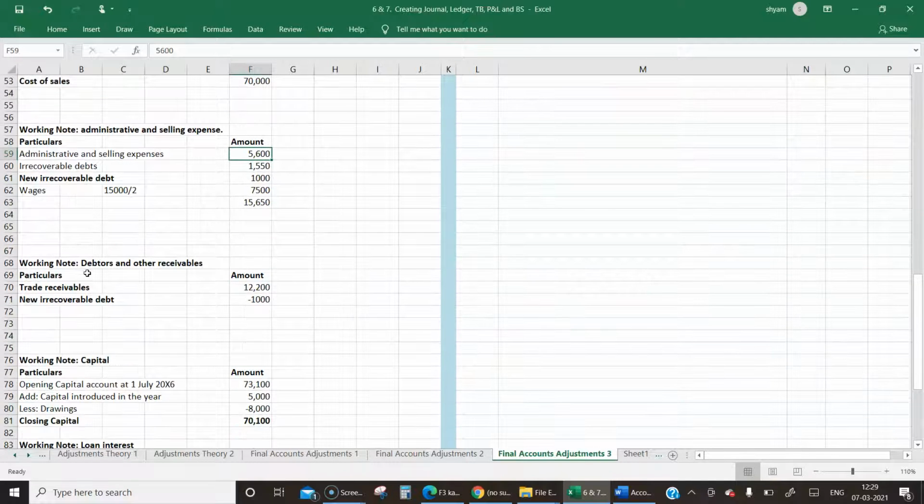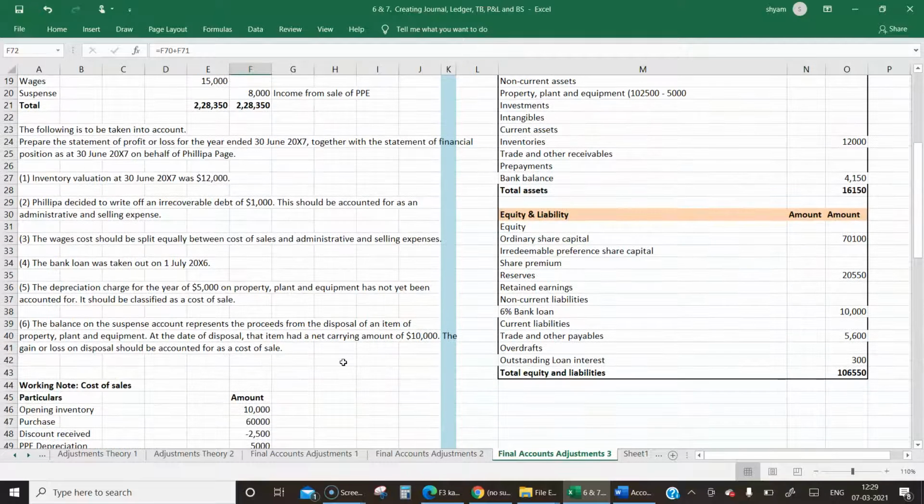So that's over. Debtors value has to be adjusted. The closing trade receivables: this is the opening receivables, and this is the closing receivables. So put together it comes to 11,200. So closing receivables is 11,200. So where is receivables? We have it here.